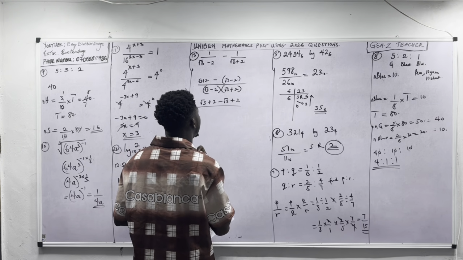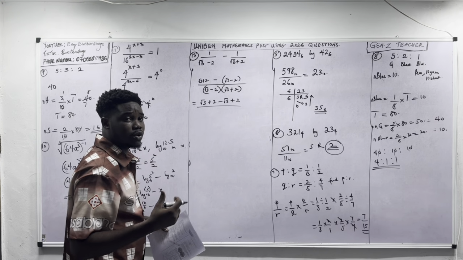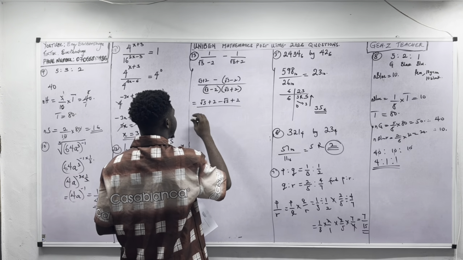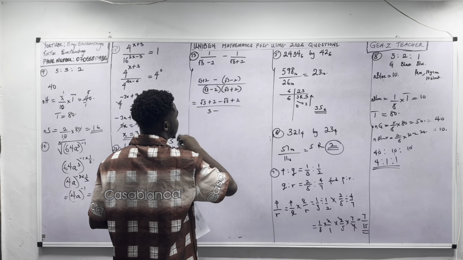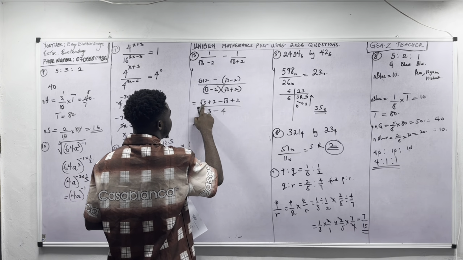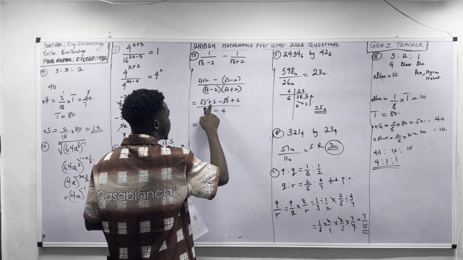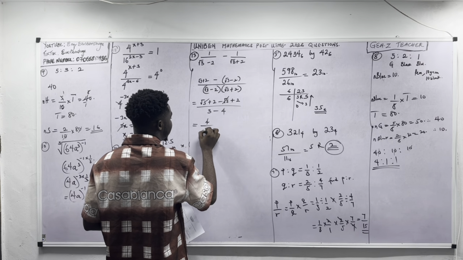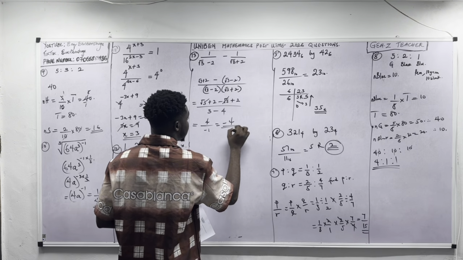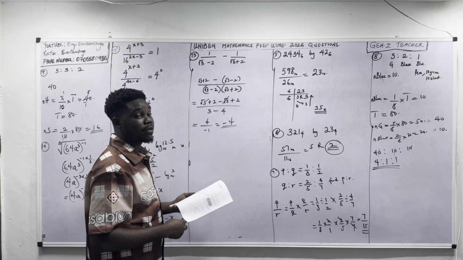all over. We're going to apply something you call difference of two squares for the bottom. So what's root 3 squared? That's 3. And then what's 2 squared? That's 4. So root 3 minus root 3 actually disappears. 2 plus 2 equals 4 over minus 1. And the answer to the question is minus 4.